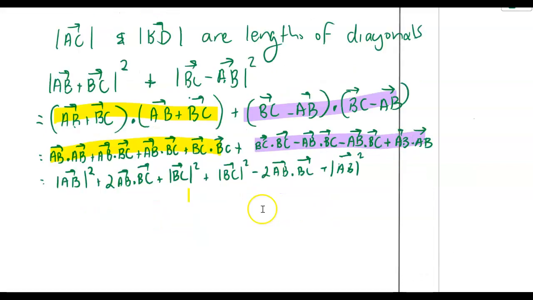AB squared. Okay, so if we neaten that up one step further, we can cancel out this 2 and this minus 2 over here. So what we have actually is two lots of the magnitude of vector AB squared, plus two lots of the magnitude of vector BC squared. Now we've basically finished that proof. We just have to go back and note one last little thing.